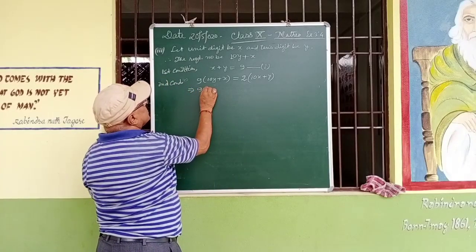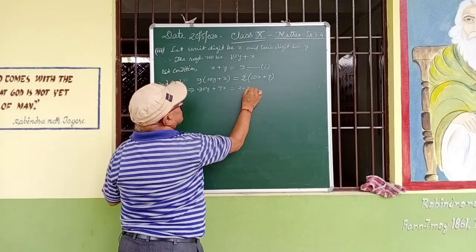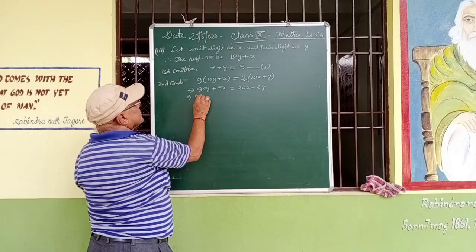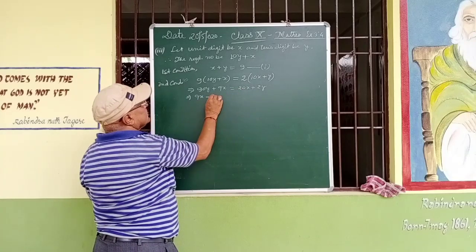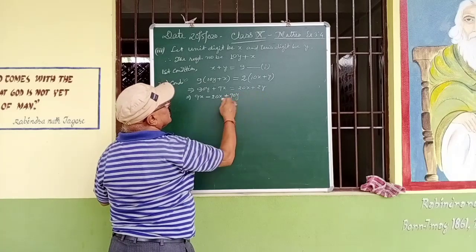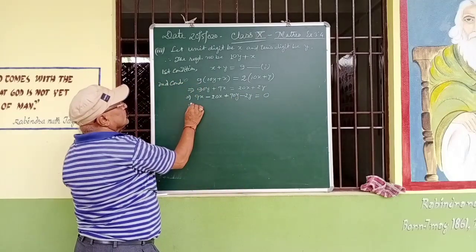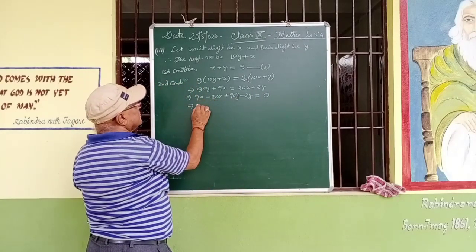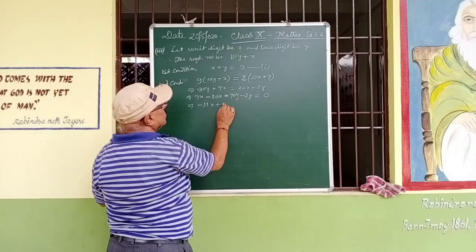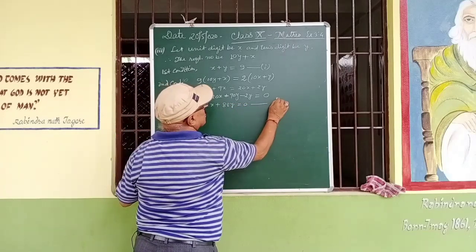9 into 10, 90y plus 9x is equal to 20x plus 2y. 9x, you take this 20x that side, it will be minus 20x plus 90y, you bring this 2y that side, it will be minus 2y is equal to, here remains 0. So minus 20 plus 9, minus 11x plus 90 minus 2, 88y is equal to 0. It is equation number 2.